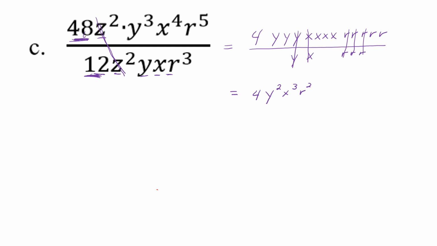And I'm checking my book here. 4y squared, x cubed, r squared. That's right. You could have gone 3 minus 1 is y to the second. 4 minus 1 is x to the third. 5 minus 3 is r to the second. That would be good. Right.